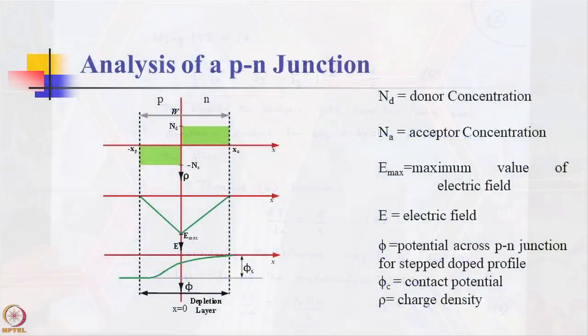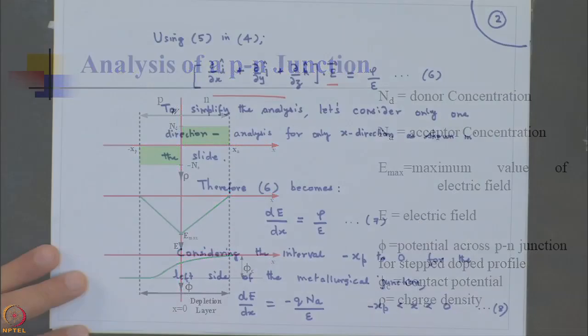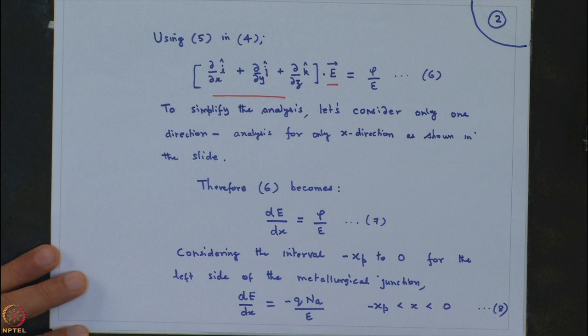Now, let us consider the interval minus xp to 0. You can refer to the picture on the slide and see that this is the interval to the left of the metallurgical junction, in the P region. If we use the data for this left side interval in equation 7, dE by dx is nothing but minus q Na by epsilon, where minus q times Na is equal to rho, the charge density. The negative sign comes from the fact that the charge is negative for the interval minus xp to 0.